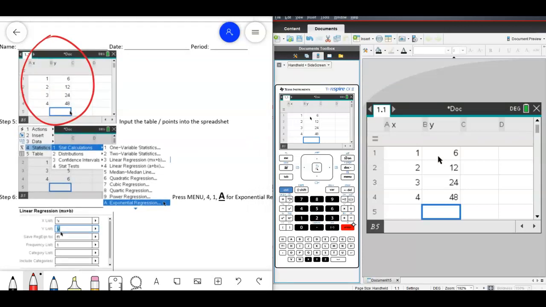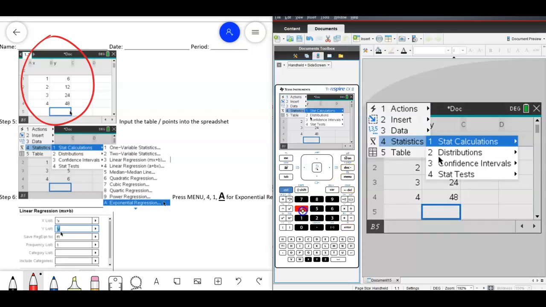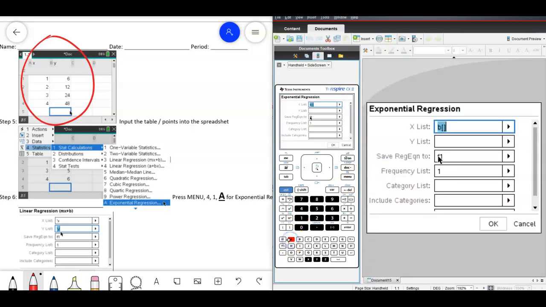Step 6 says, if you are below your data, you can press menu 4, 1, and at the bottom of that little thing it says exponential regression. It's actually a letter. So it's menu 4, 1, A to do an exponential regression. So we've done 3, we've done linear, but now we're doing 4, 1, A exponential. So you literally can press those buttons. Menu 4, 1, letter A.